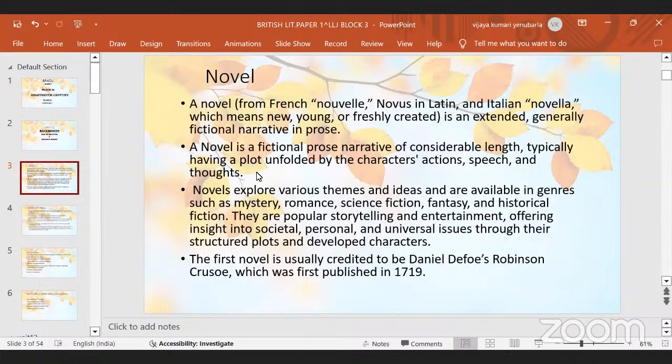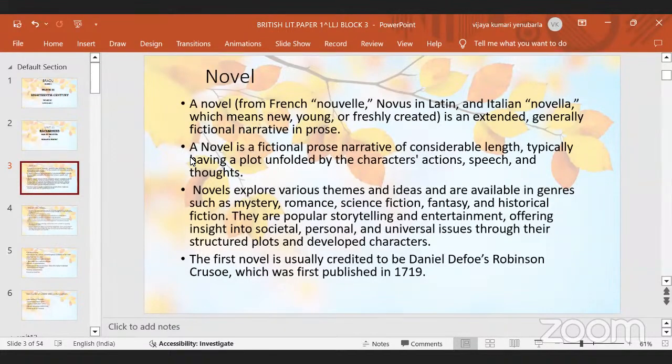So a novel is a fictional prose narrative of considerable length, typically having a plot unfolded by the characters' actions, speech, and thoughts. So we can define a novel as a fictional prose narrative. It is prose, not poetry, and it is narrative, which has a good amount of length.